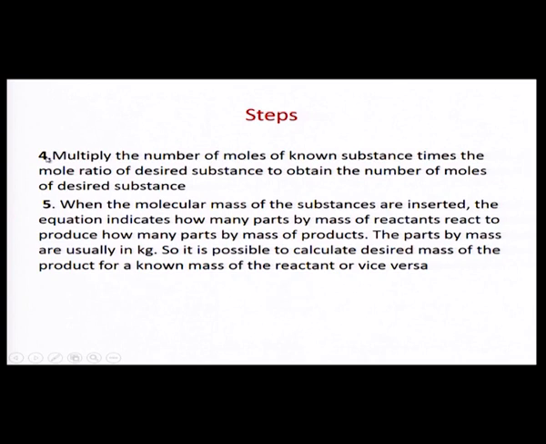And the fifth step is when the molecular masses of the substances are inserted in the equation, the equation indicates how many parts by mass of the reactants react to produce how many parts by mass of the products. The parts by mass are usually in kilograms. So, it is possible to calculate the desired mass of the product for a known mass of the reactant or vice versa. We can calculate based on this. So, these are the 5 steps actually involved in using the stoichiometric chemical equation.